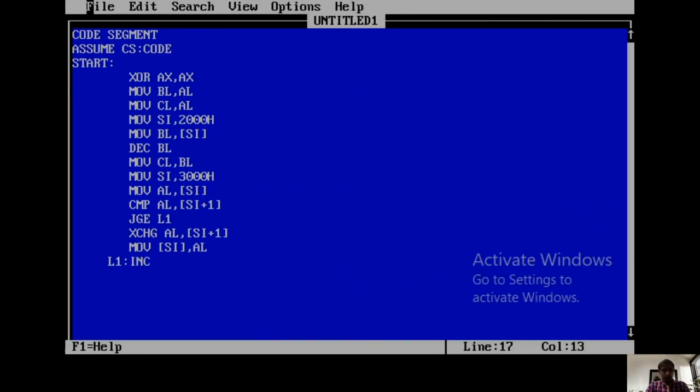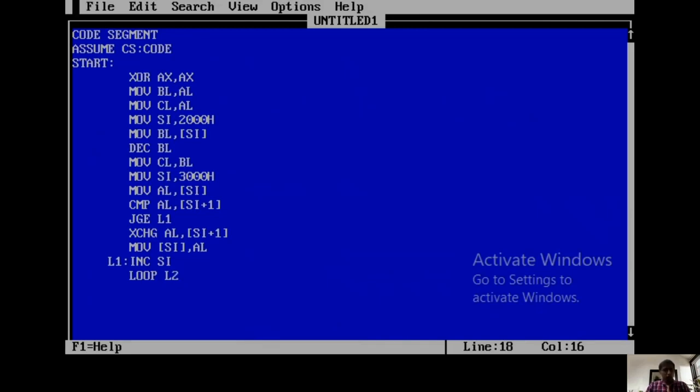In that L1 I am writing INC SI. Then what is my SI? Previously 3000, now it becomes 3001. Then LOOP L1. What is the meaning of the LOOP L1 instruction? Initially my count is N minus 1. So the LOOP instruction decrements the value of CL by 1 and checks whether CL is 0 or not. For example, CL in the previous point is 4. Now it is decremented by 1, so CL is 3. Is it 0? No.